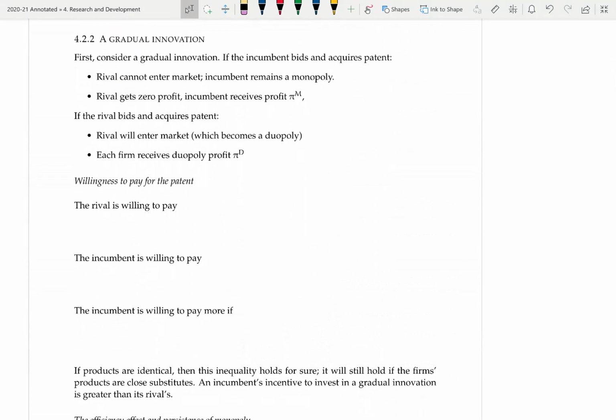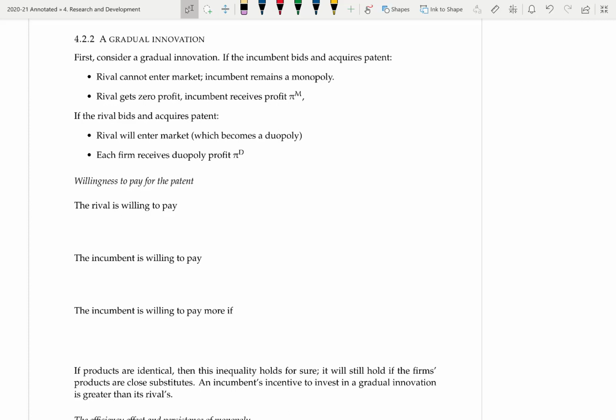What we're going to do is compare the profit of each firm when they win the patent to when they don't win the patent, and use that to work out how much they're willing to pay for the patent. And then we'll compare the willingness to pay of the incumbent firm and the rival for the patent.